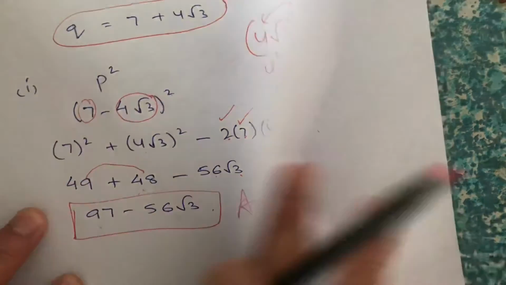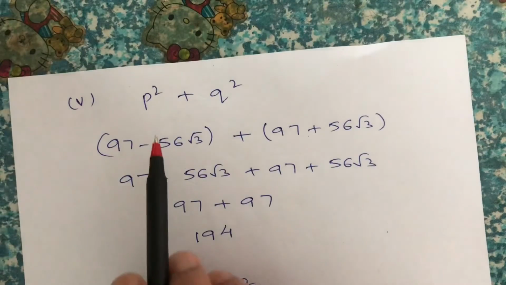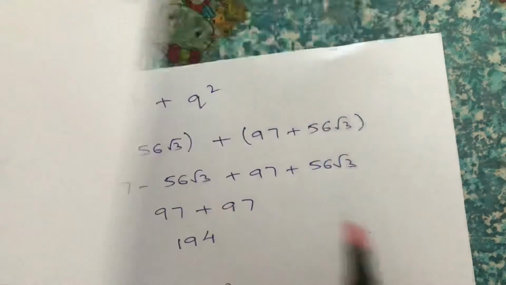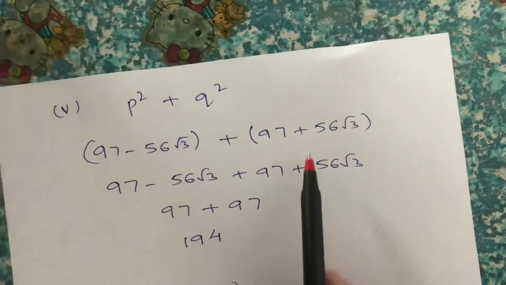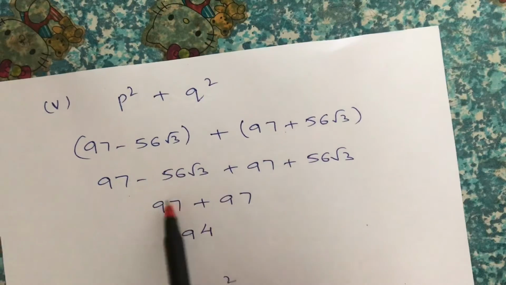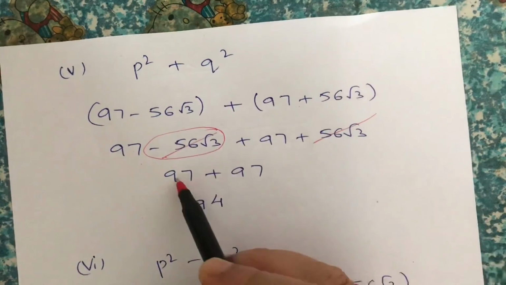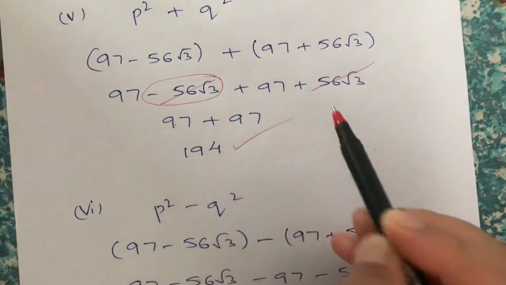So now, just like the previous one, we put the value of p squared. P squared was 97 minus 56 root 3. We had already got that. Plus q squared was 97 plus 56 root 3, and then we have plus. Again, I open the bracket, I get this much. If I look carefully, this is a minus, this is a plus, they get cancelled. We get 97 plus 97, we get 194.